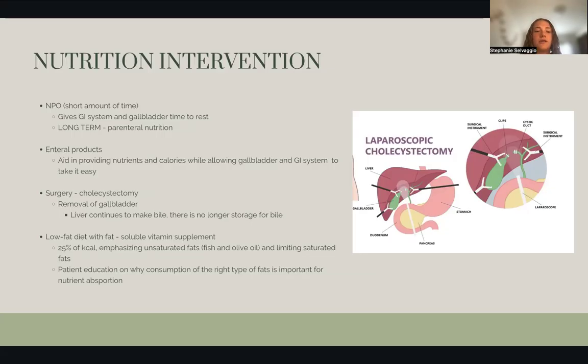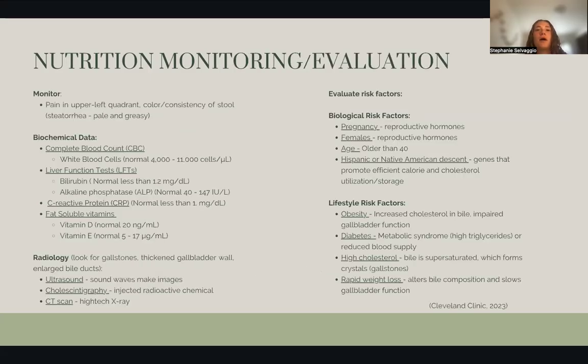You can also do some patient education on why consumption of the right type of fats is important for nutrient absorption. So again, focusing on those unsaturated fats, maybe having a lower fat diet, but you can't take away fat completely because your gallbladder still needs to have a reason to contract and let that bile out and absorb those fats. So monitoring and evaluation.